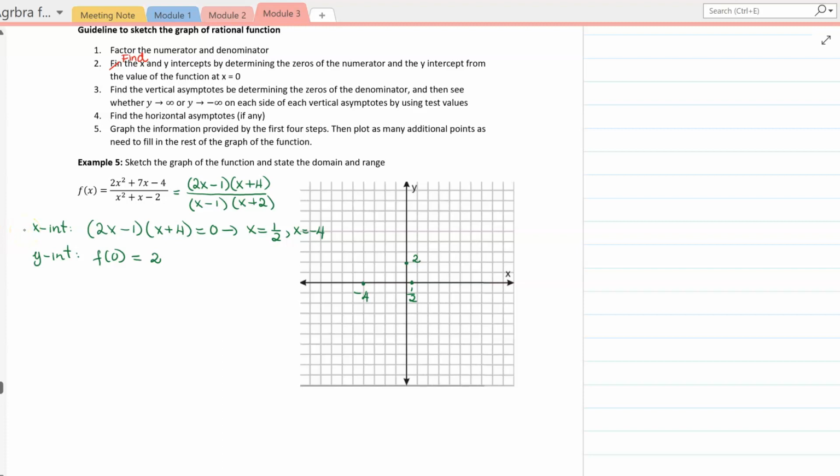Next, we find the vertical asymptote. Well, the vertical asymptote is the value at which the denominator equals 0. So for the vertical asymptote, x minus 1 times x plus 2 equals 0. This implies we have vertical asymptotes at 1 and at negative 2. Let's put that information onto our graph. So x equals 1 and x equals negative 2.